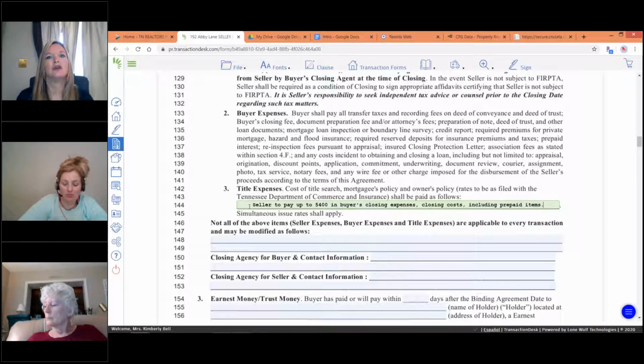Prepaid items could also be, and that's something that you're paying before closing, could also include if you're paying up to 3 months of reserves on your taxes and insurance, that is also considered a prepaid item. Okay. You know, this 146 through 153 is kind of self-explanatory.